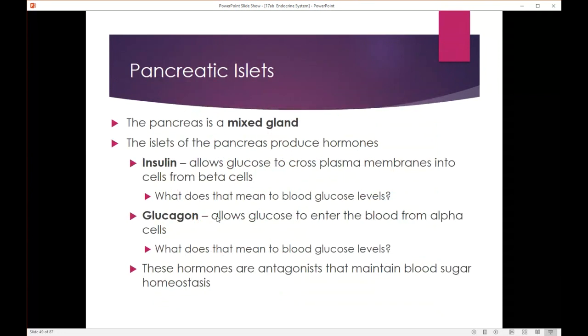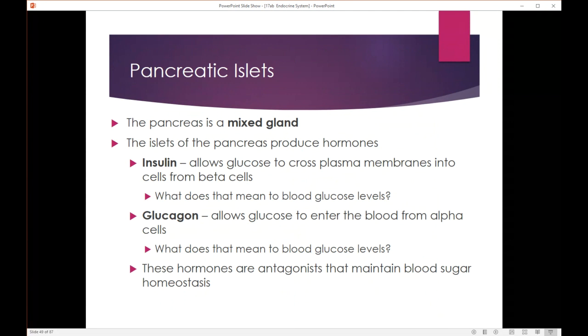Now, let's talk about the pancreas. Within our pancreas, we have our pancreatic islets. The pancreas is what we call a mixed gland. Within the islets, the pancreas produces hormones. So we have insulin and we have glucagon. Insulin allows glucose, which is our blood sugar, right, to cross the plasma membranes into our cells from our beta cells. So beta cells create that insulin.